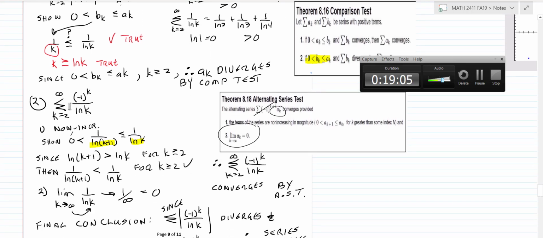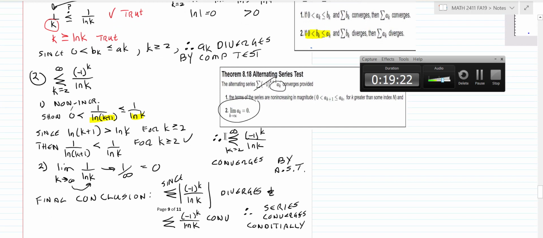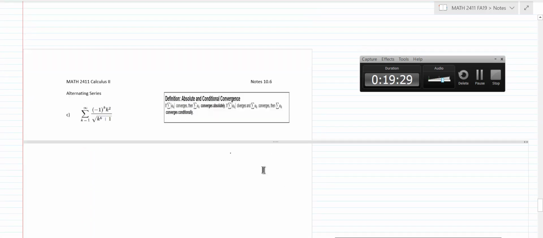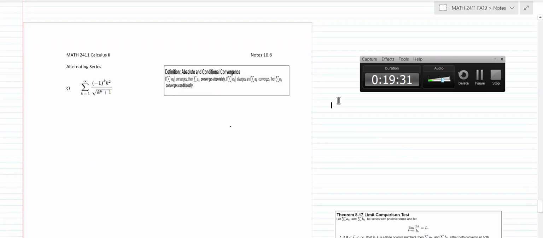Then we went on and looked at the series without absolute value. This was an alternating series test, since it's an alternating series, so we have to do two things. Show that the terms are non-increasing, which we did, and then show the limit. Okay, so that will take care of that. Now I think we're going to look at one extra illustration on the next page.